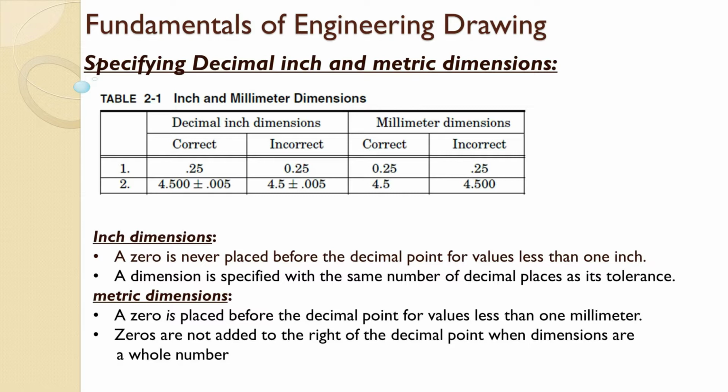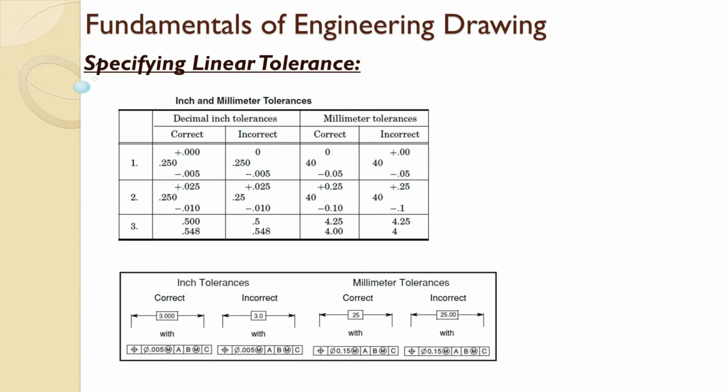Things to remember when specifying millimeter dimensions on drawings are: a 0 is placed before the decimal point for values less than 1 millimeter. Zeros are not added to the right of the decimal point when dimensions are a whole number plus some decimal fraction of a millimeter. A few more examples for specifying linear tolerance.